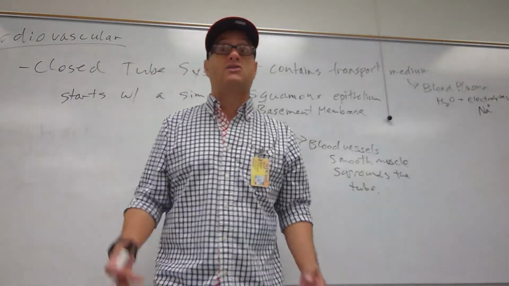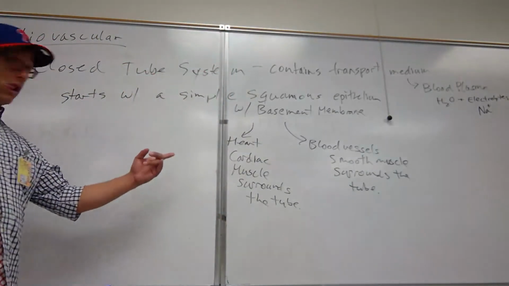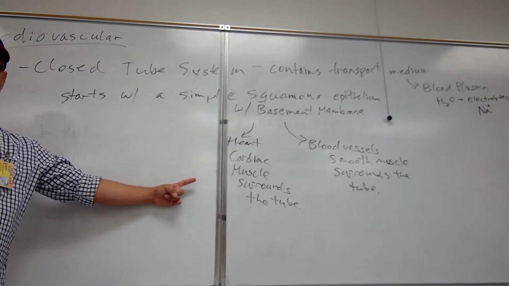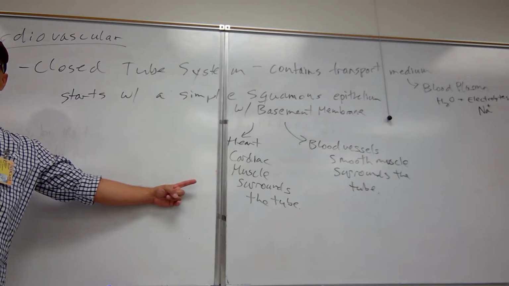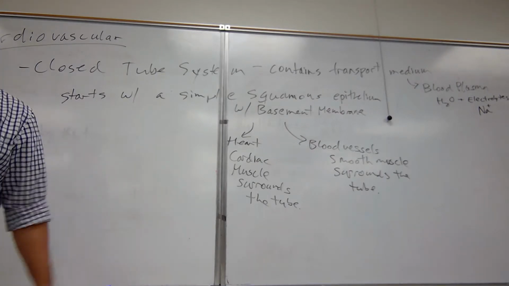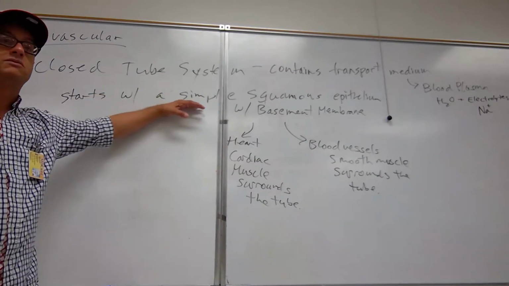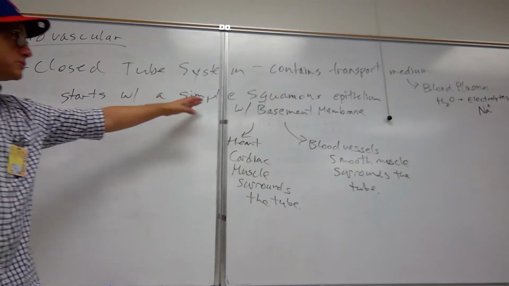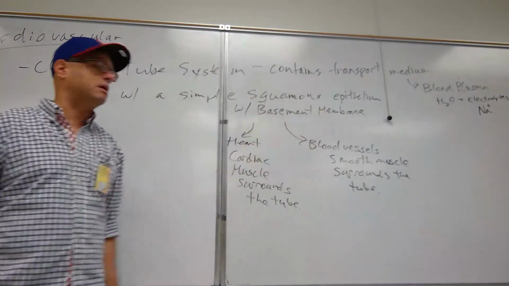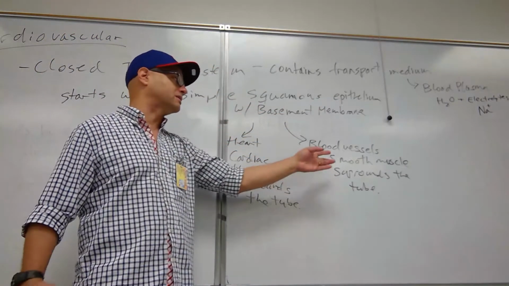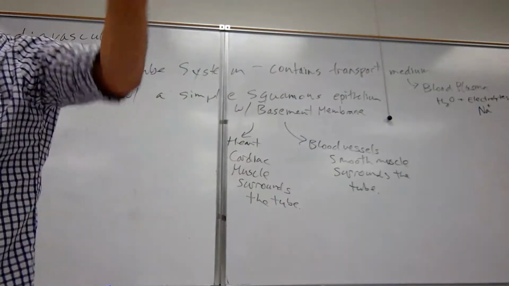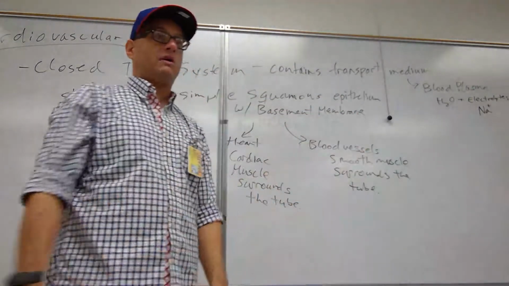You understand? Because cardiac muscle is only found where? At the heart. If it's found anywhere else, it's ectopic cardiac muscle. Do you understand? And it's probably tumors, because it doesn't belong anywhere else but at the heart. But we started with a simple tube, didn't we? That simple tube has a simple squamous epithelium and a basement membrane. And then as we become more complex and we decide this is going to be the blood vessels, okay, let's put some smooth muscle in that wall.